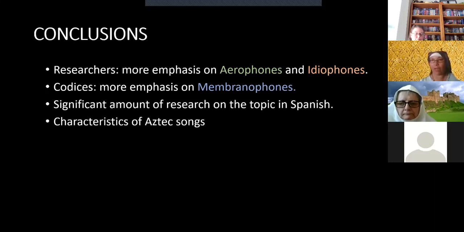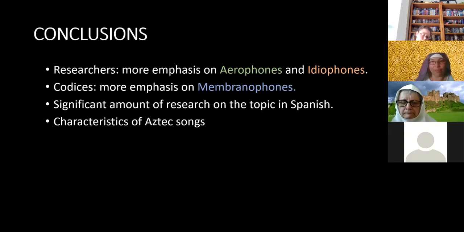Also, I found a lot of research on this topic in Spanish. There's enough material in English too, but there's a lot more in Spanish. And we also talked about the characteristics of the Aztec songs.